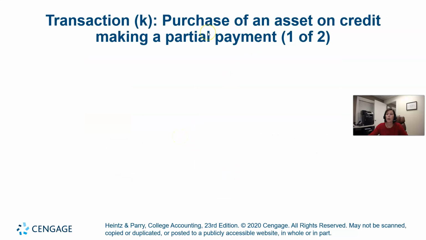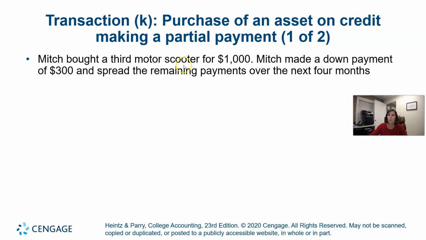So now we are going to purchase an asset on credit, and we're going to make a partial payment. So Mitch has now a third motor scooter that he buys for $1,000. His motor scooters seem to be getting cheaper as they go. Anyway, so Mitch is going to make a down payment of $300, and he's going to spread the remaining over the next 4 months. So think about the accounts that are involved. Now, we've bought scooters twice before. The first time we paid all cash, the second time we paid no cash and we owed the money as an accounts payable.